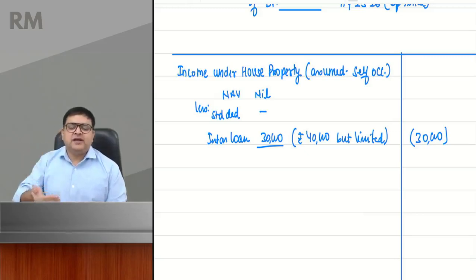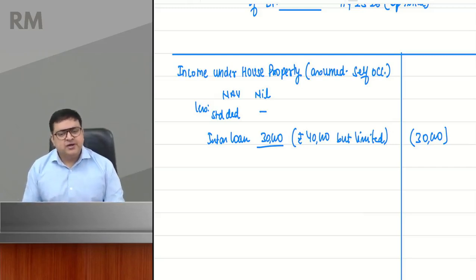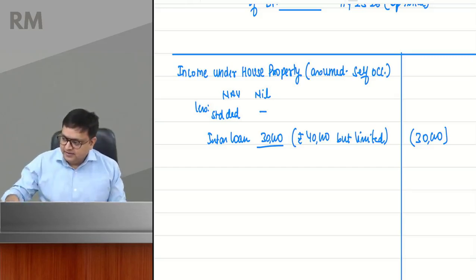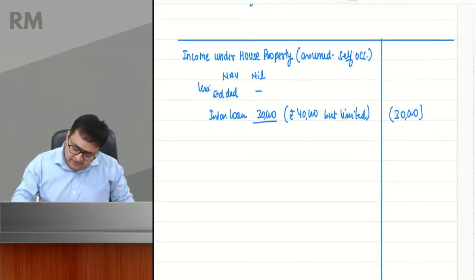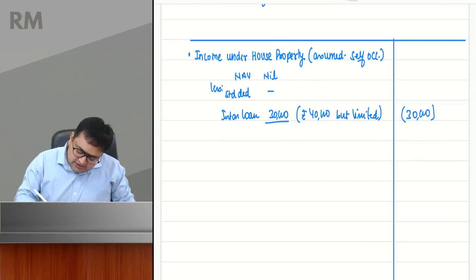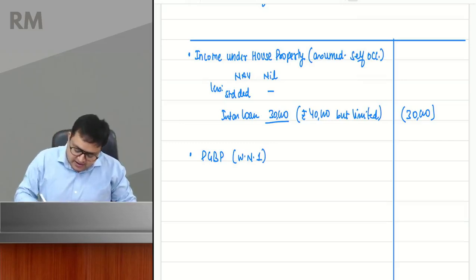But if it is optional, it can be set off, maximum 2 lakh. Here it is 30,000, so we don't have any issue. Here we can set it off because we are following optional regime. House property we got. Then we have PGBP. For PGBP we will make a working note, because we have to do something in PGBP. And the last one is IFOS income.